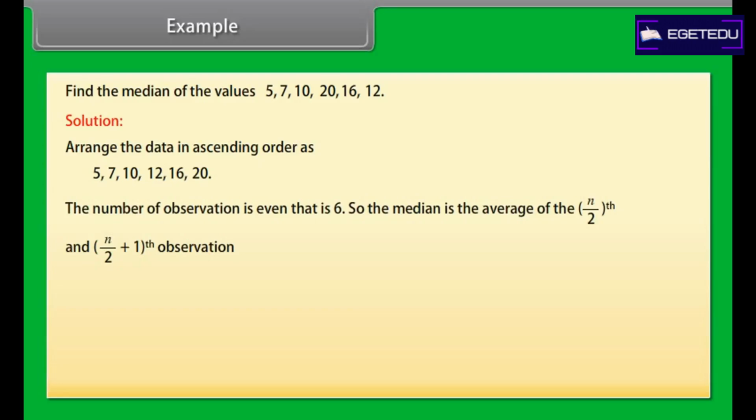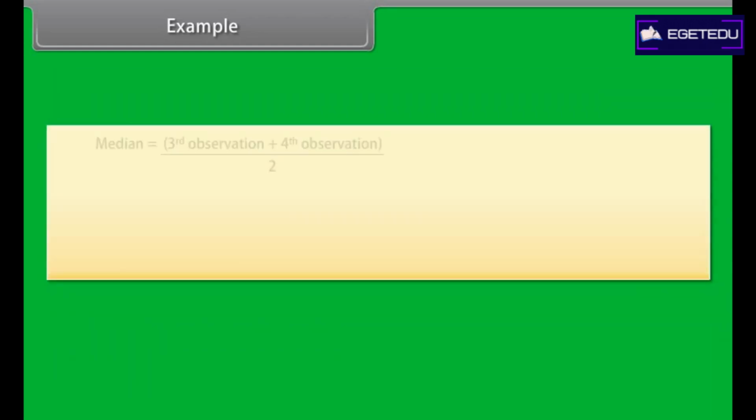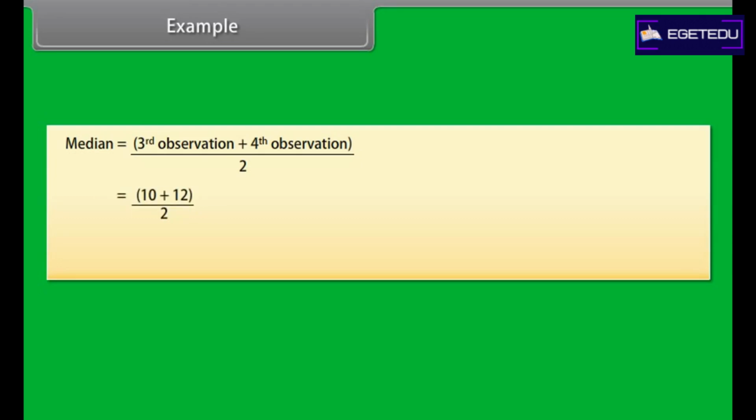So, the median is the average of the (n by 2)th and (n by 2 plus 1)th observation. The (n by 2)th observation is (6 by 2)th, that is, third equals 10. The (n by 2 plus 1)th observation is (6 by 2 plus 1)th, that is, fourth equals 12. Median is equal to (third observation plus fourth observation) by 2, which equals (10 plus 12) by 2 equals 11.